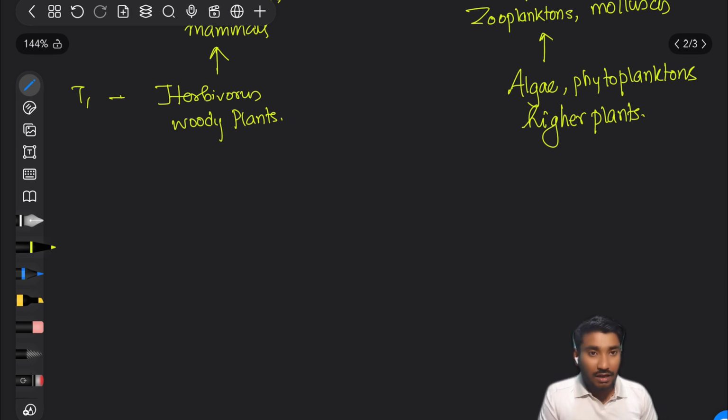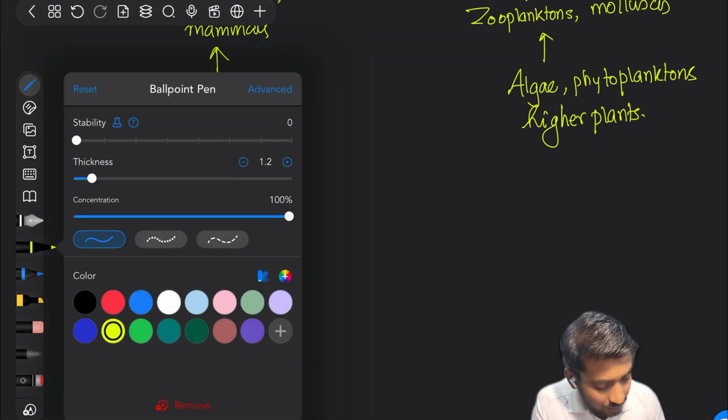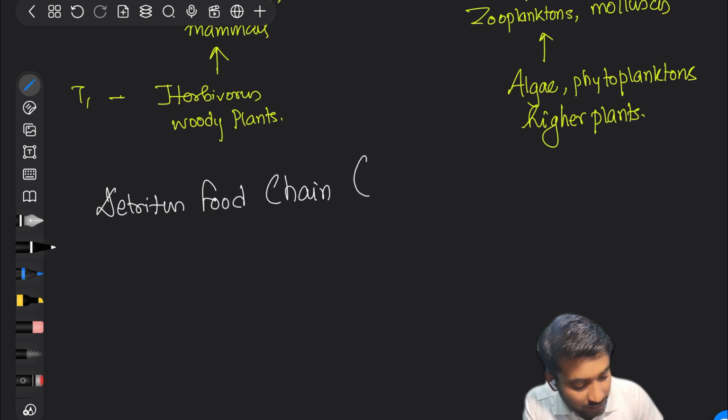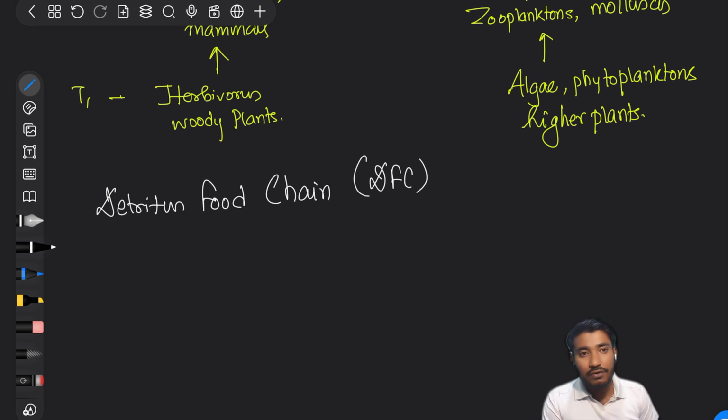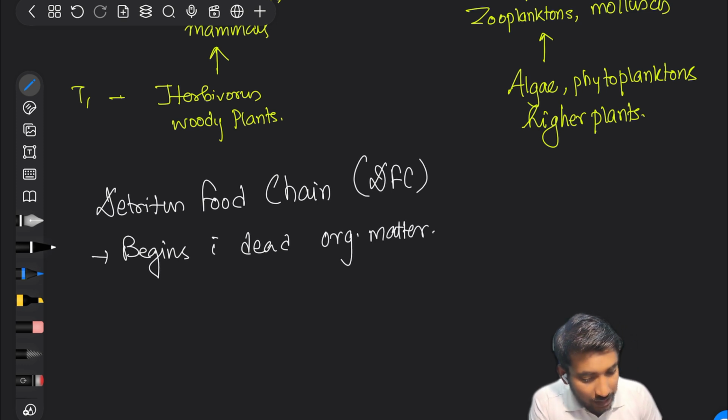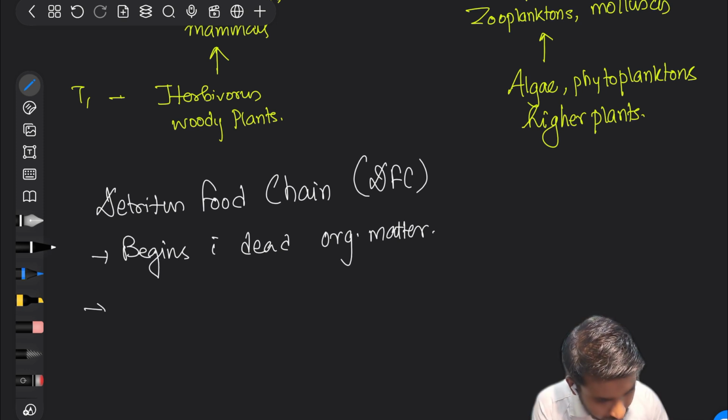Now we come to the next topic. It is the detritus food chain. That is, we call it the DFC. The detritus food chain begins. This is the only food chain that begins with dead organic matter, made up of decomposers, which are heterotrophic organisms, mainly fungi and bacteria.